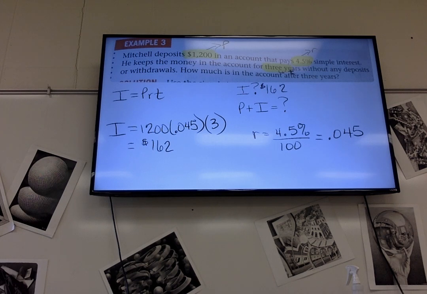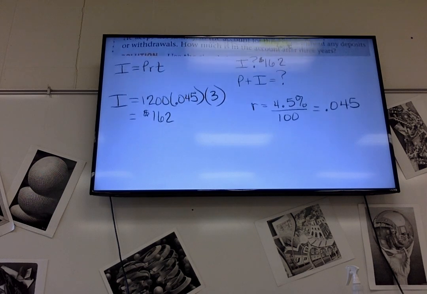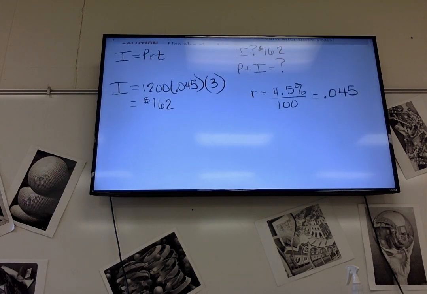But that's not our final answer, because the question is how much is in the account after 3 years? If you put $1,200 in a savings account, you don't do anything to it, and then you end up with only 162 in there, I'd be mad. So how do I figure out how much we have now? Add 162 to 1,200. Yep. Take the balance you had before and add 162. So now, after 3 years, we have $1,362.